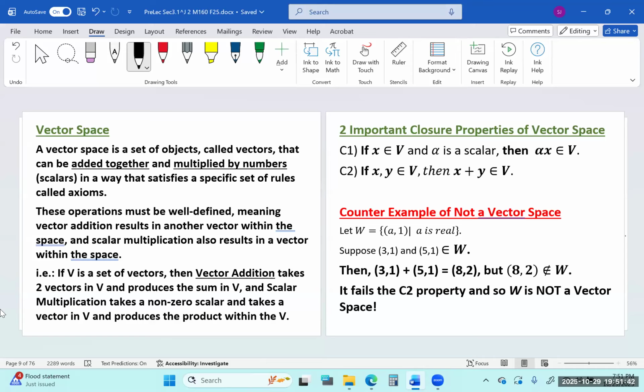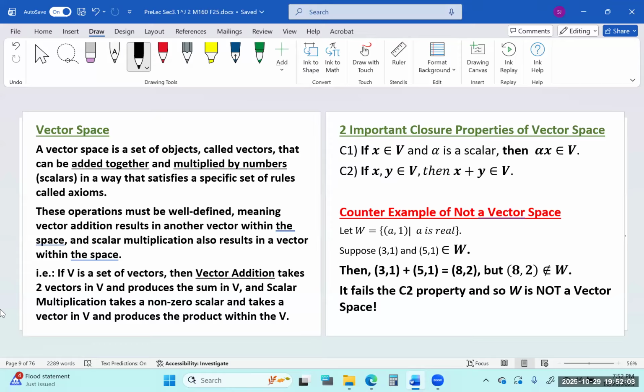So like, let W equal A. They will give you the function or the formula or anything. An example of an outline: the first element is anything, the second element is 1. And then A could be any real number. So what do you call the second part after the bar?